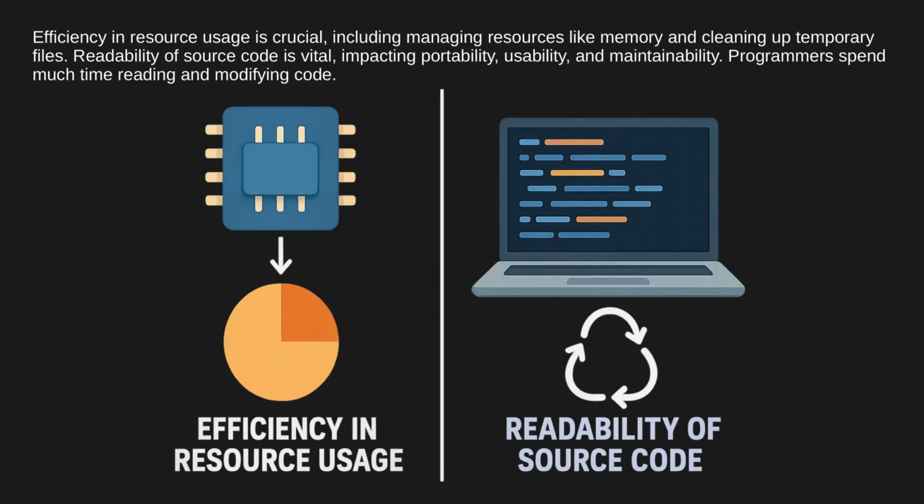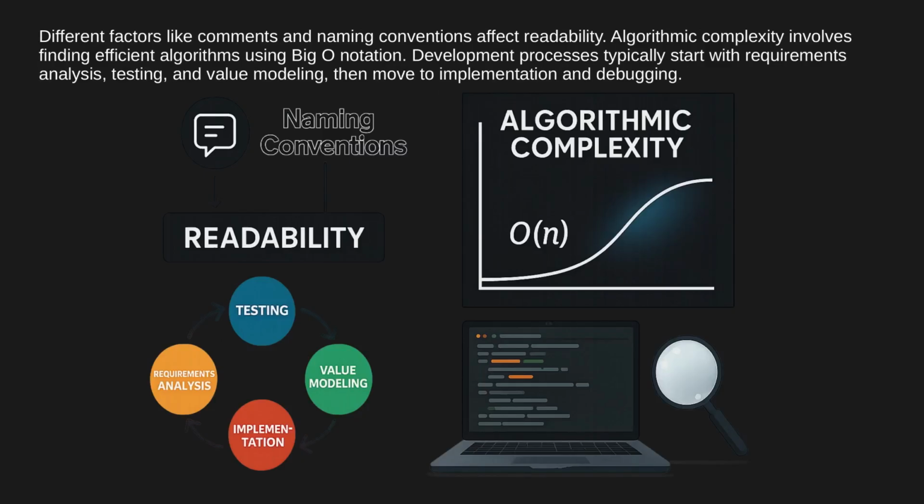Readability of source code is vital, impacting portability, usability, and maintainability. Programmers spend much time reading and modifying code. Different factors like comments and naming conventions affect readability.